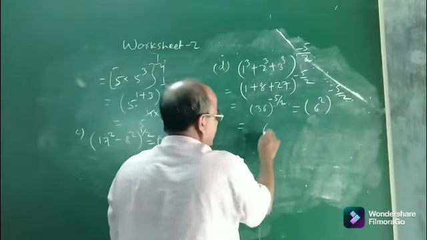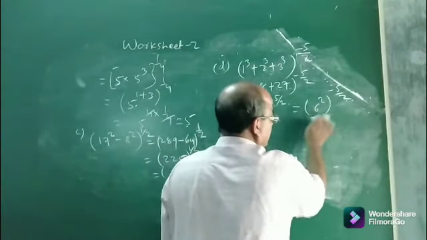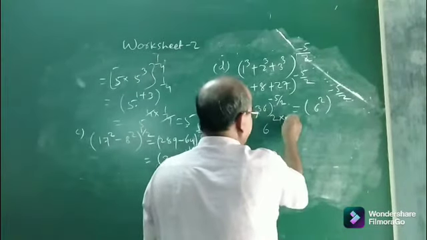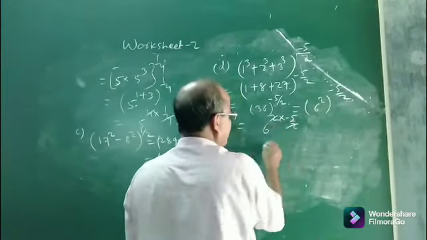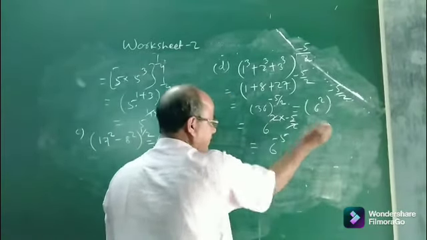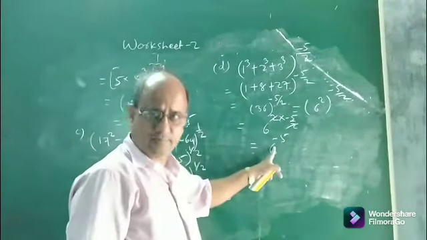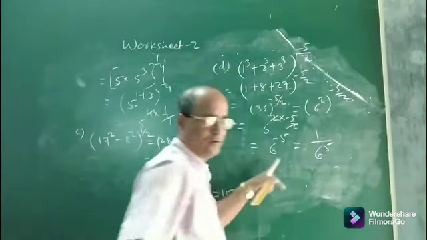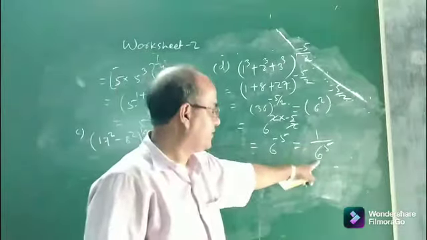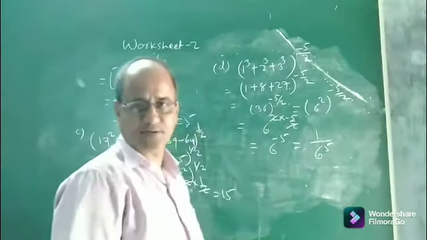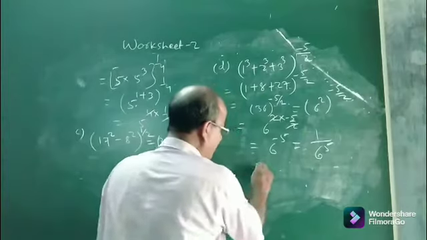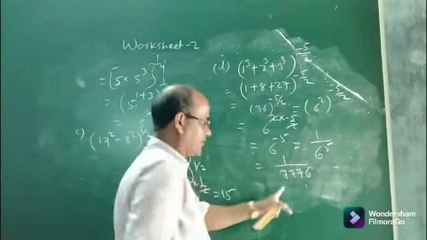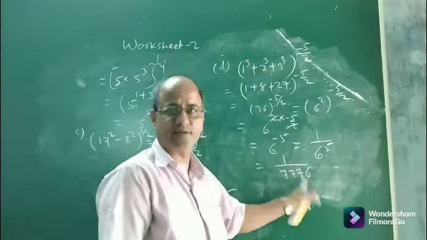And this will be 6 to the power 2. On omitting the bracket, this 2 and minus 5 by 2 will be multiplied. So 2 into minus 5 by 2. Now 2 cancel. So what is left? 6 to the power minus 5. Now it is a negative exponent. Change it into positive. It is 1 by 6 to the power 5. Now if you multiply 6 five times, it will be 1 by 7776. This will be the answer.